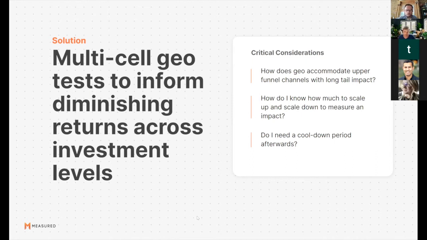That's often for lower funnel tactics, right? If you have an upper funnel tactic that you think might take 60 days to make an impact on your bottom line, well, theoretically, you should have a longer cooldown period afterwards because the media will continue to have an impact even after you stop measuring it. So all of these come into play to determine what the design is, how much you should scale up, how much you should pull out in a scale down, and how long the test needs to run.